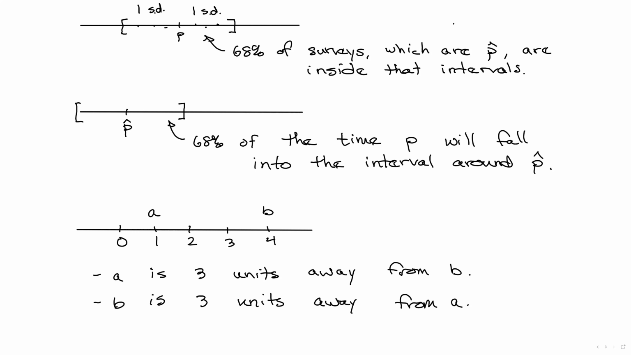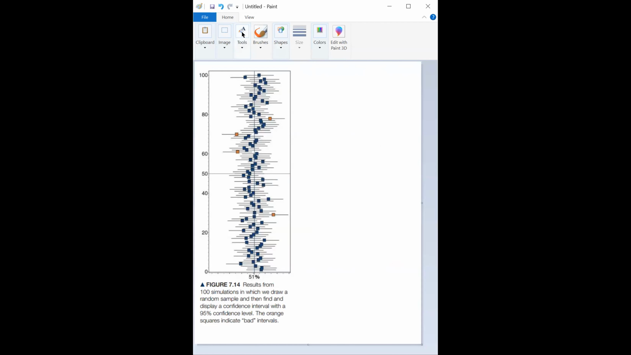I'm kind of repeating myself. This picture maybe will help to describe it. It's a little difficult to understand, but what you've got is 51% here at the very bottom. This is the population parameter. P, that's the population parameter.